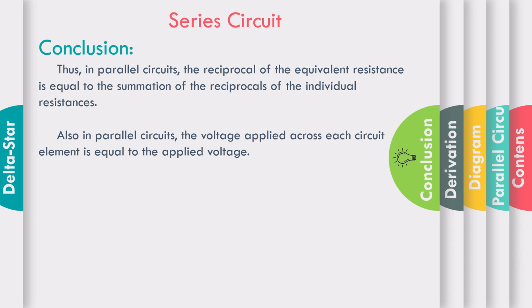Also, in a parallel circuit, the voltage applied across each circuit element is the same as the applied voltage. Means we apply voltage V, and this voltage is available across all resistances. That is, voltage across R1 is also V, voltage across R2 is also V, and voltage across R3 is also V, because R1, R2, R3 are connected in parallel. That is, in a parallel circuit, voltage is the same and current flowing through each resistance will be different. This is the total derivation of the parallel circuit.